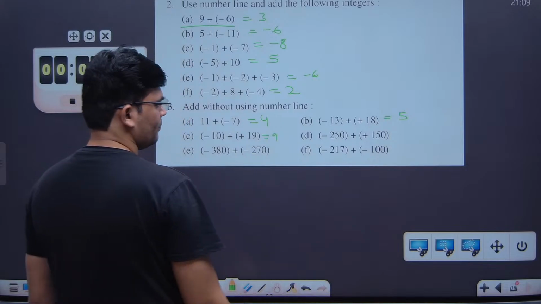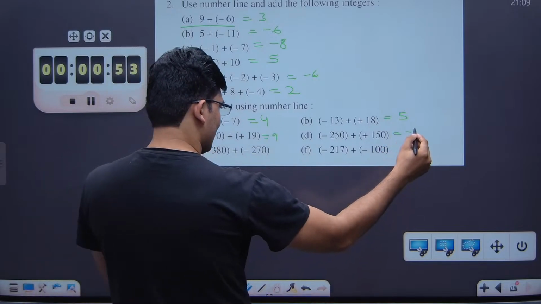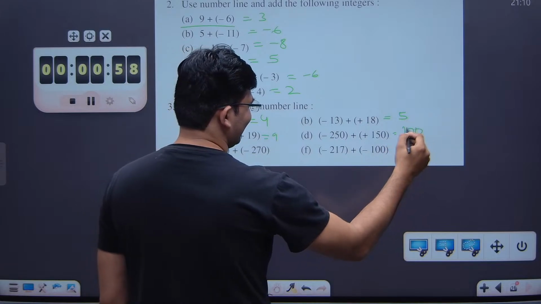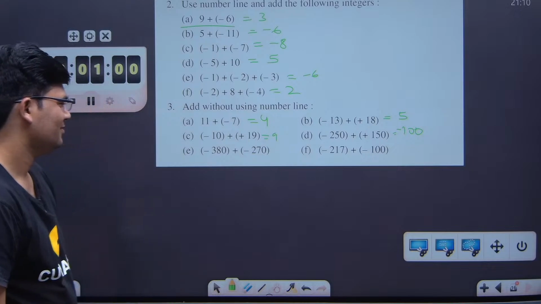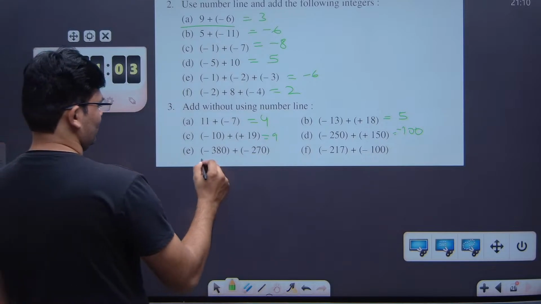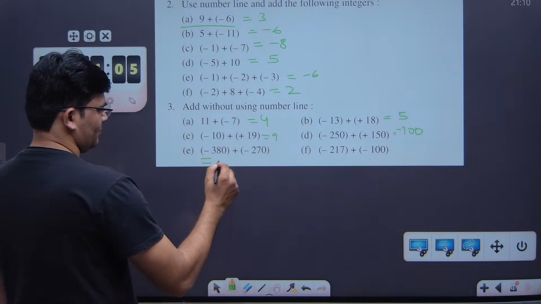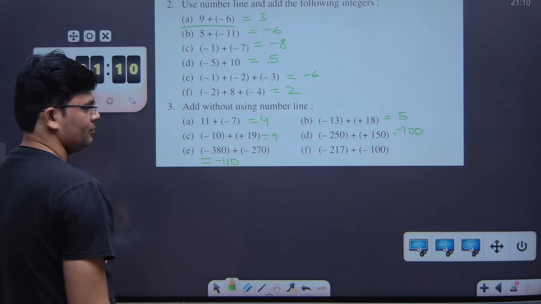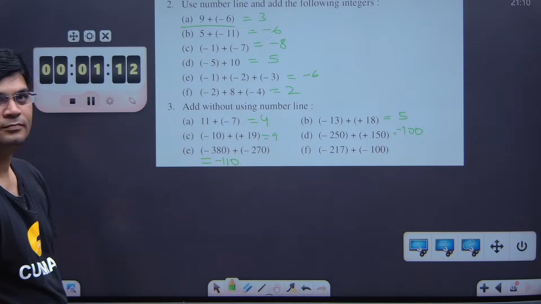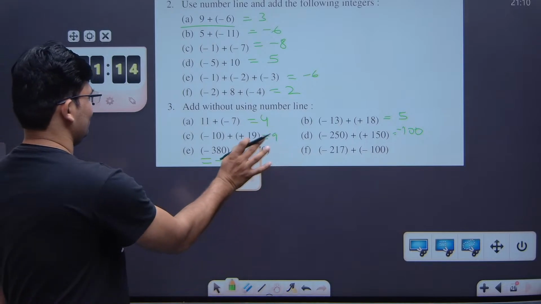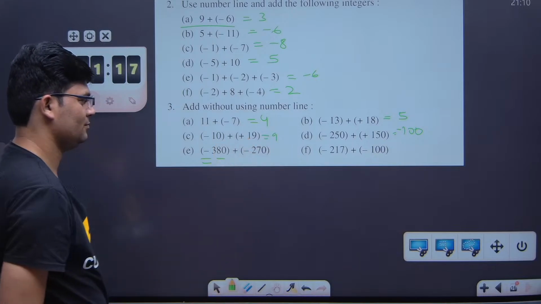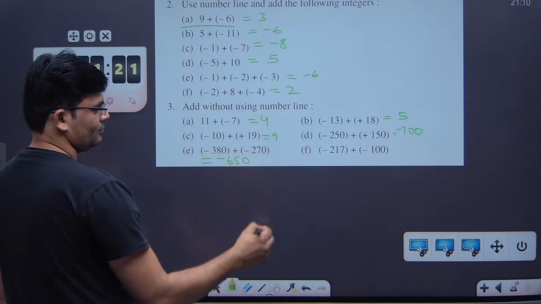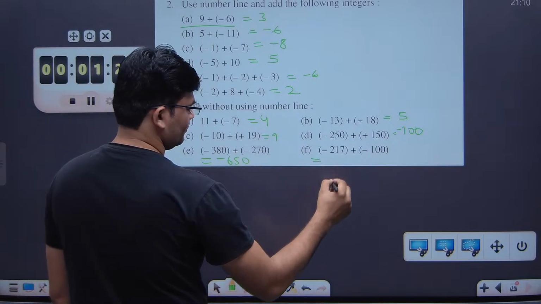D is -100. Oh, you saw mine. No, okay. I missed it. -100. E is -110. Okay, no, sorry. That's not right. It is minus 650. The next one is -317.